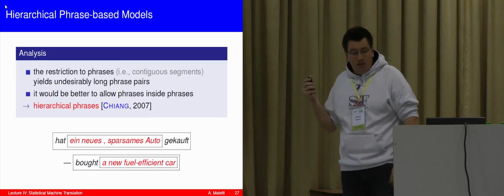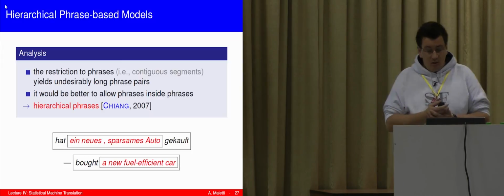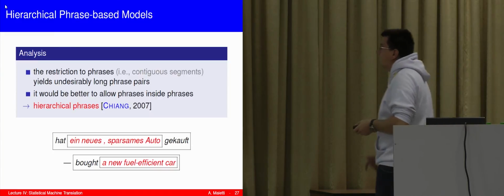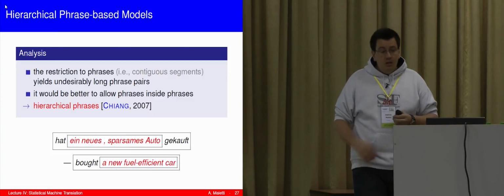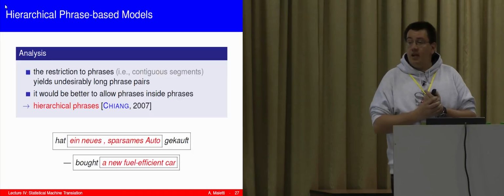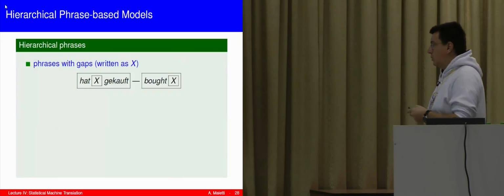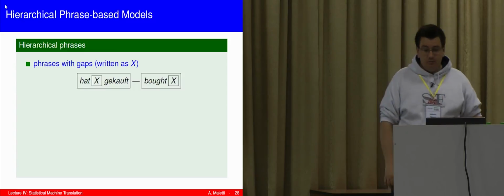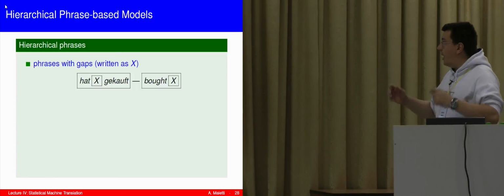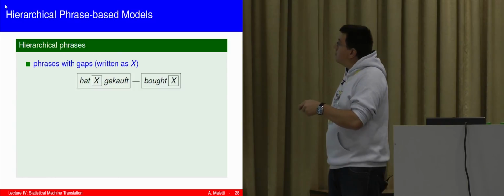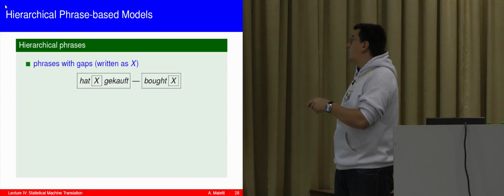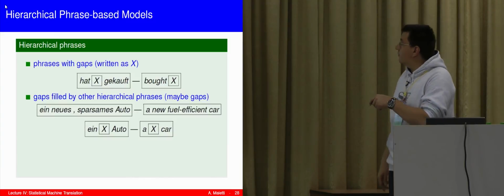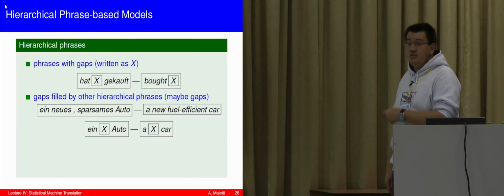So then in 2007, there was a guy from the ISI, the Information Sciences Institute at the University of Southern California, David Chiang, and he said, well, let's have hierarchical phrases, where you can have phrases inside phrases. So you now have phrases with gaps, and the gaps are noted with variables, in this case an X, but you can take Y if you like Y better. And then you could try to extract something like "hat X gekauft", "board X". If you have this phrase pair, then you can plug this in for the X and you get the sentence back.